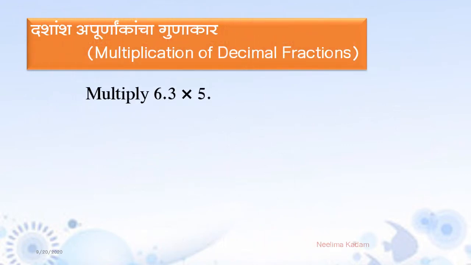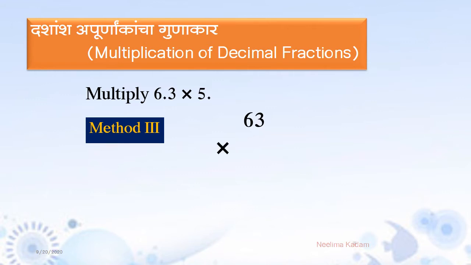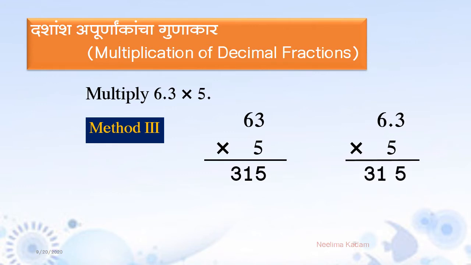Now third method. Now 6.3 is there. So instead of taking decimal point, just write it as 63 into 5. So what will be the answer? 5 3s are 15. 5 6s are 30 plus 1 is 31, so 315. Now with the help of decimal point, answer is 315. But only one decimal point over here, therefore we have to give one decimal point from right side, leaving one digit. So decimal point will be here, 31.5.